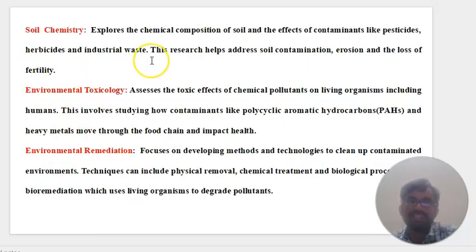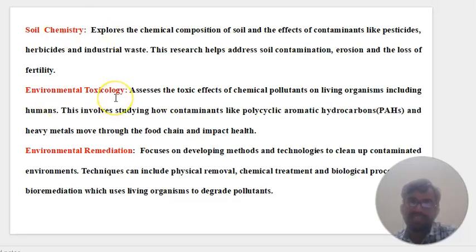Now coming to the next one, soil chemistry. This is also important for us to know nowadays, and it is a very exploratory research area. In soil chemistry we study the effect of contaminants like pesticides, herbicides and industrial waste products, especially solid materials that people nowadays are throwing outside.